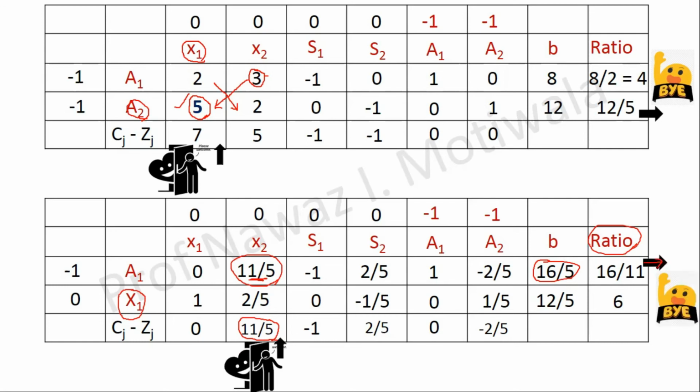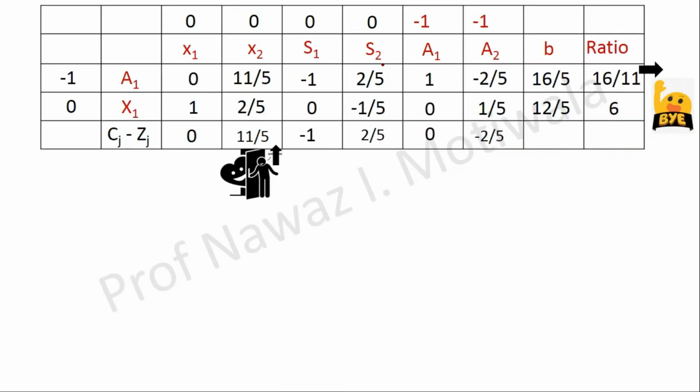So what is my conclusion now? The conclusion is A1 will leave the solution and X2 will enter the solution. So let us proceed with that. The intersection of both these variables is 11 by 5, which will now become our key element. And what is the next step? The next step is to make this key element 1, and the simple way to convert this into 1 is to divide it by the same number. So I will divide the entire row by 11 by 5.